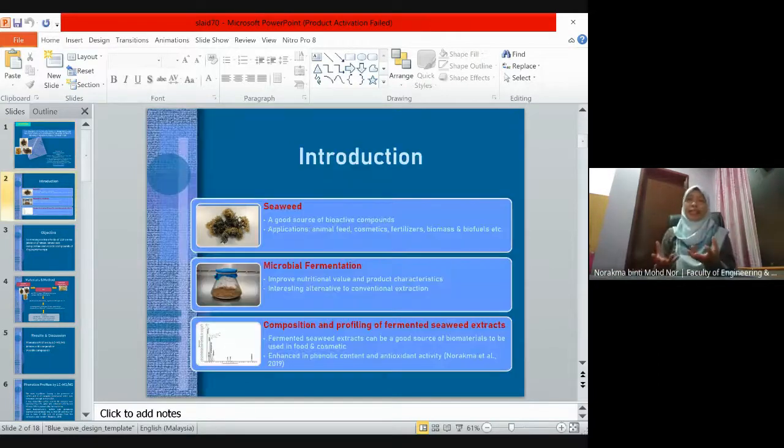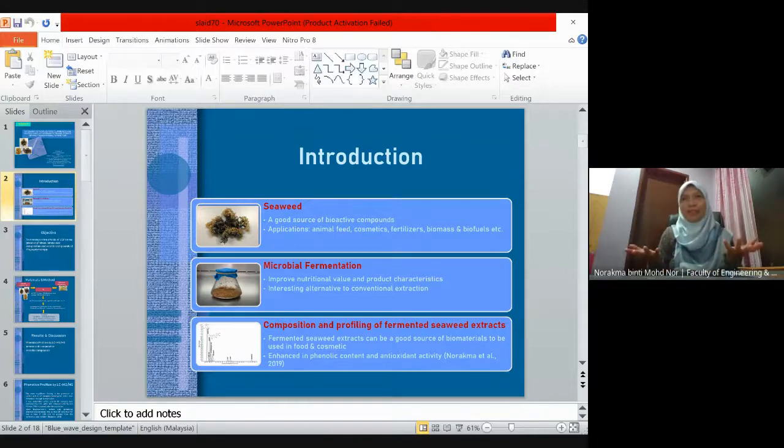Okay, for the introduction, in this study, we are using Cophaficus species, which is a type of red seaweed. Why we choose seaweed? Because it is a good source of bioactive compounds. It has biomass and also biofuels. In Malaysia, Cophaficus species are found abundant, especially in Sabah coastline.